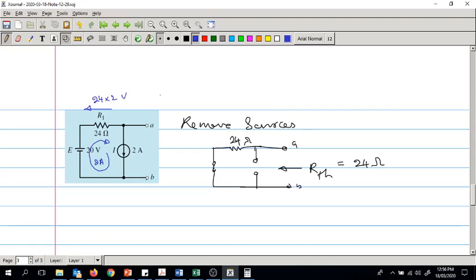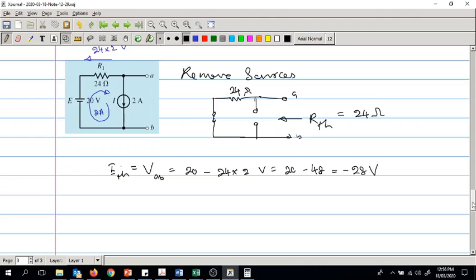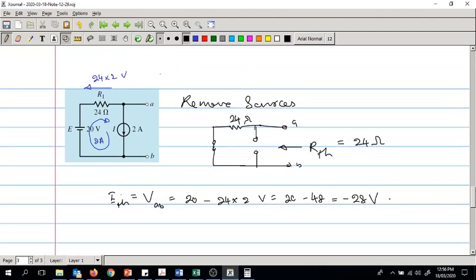So now what is VAB? Thevenin's voltage ETH is equal to VAB, which is 20 minus 24 into 2 volts, which is 20 minus 48, which is minus 28 volts. Now that is the voltage of Thevenin's equivalent.